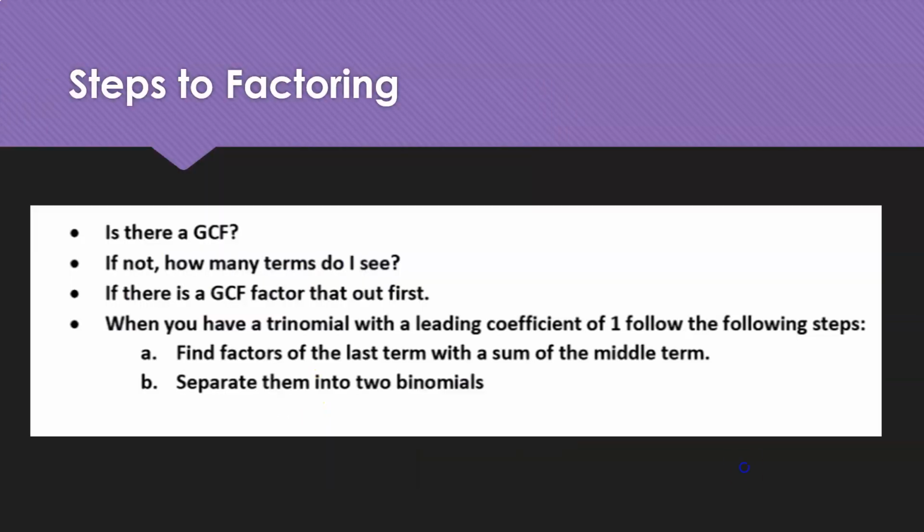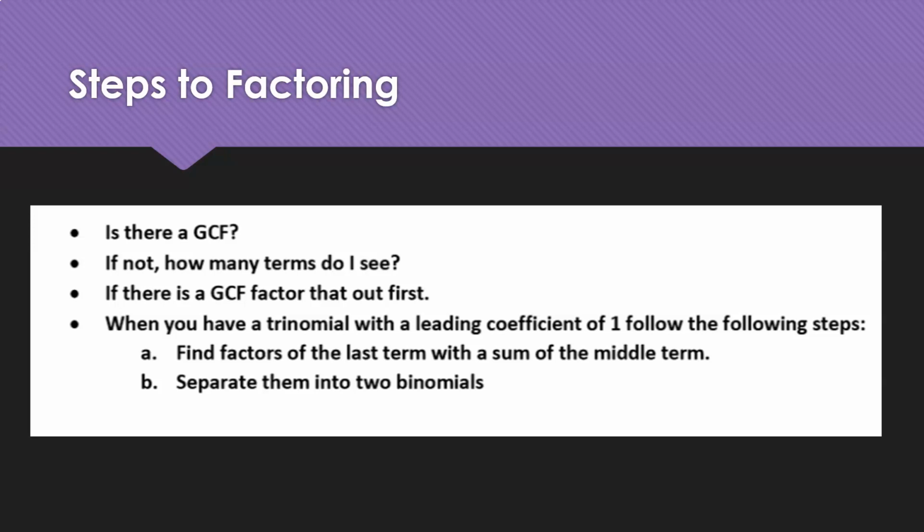So I'm going to give you some steps now. So here are some steps to factoring. Again, you have to pull out the greatest common factor if there is one. If there isn't one, you ask yourself, how many terms do I see? I'm going back to the greatest common factor again because I can't say it enough times. If there is one, you're going to pull that out to the outside and put parentheses around what's left. When you have a trinomial with your leading coefficient of 1, follow the following steps. The first thing you're going to do is find factors of the last term with the sum of the middle term, and then you just separate them into 2 binomials.